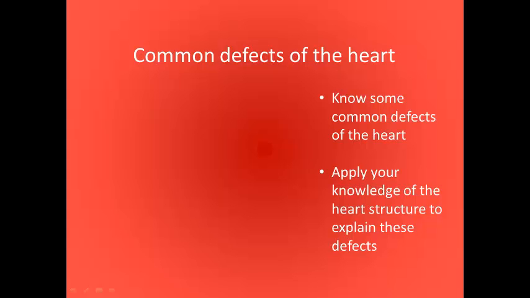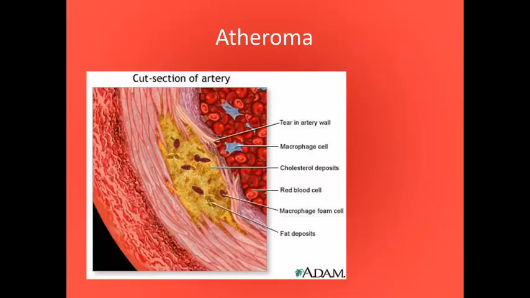This tutorial will tell you about some of the common defects of the heart. The first one we're going to consider is atheroma. Now, atheroma occurs when there is some damage to the endothelium. This allows LDL molecules to enter underneath the endothelium, and they start to release cholesterol deposits.